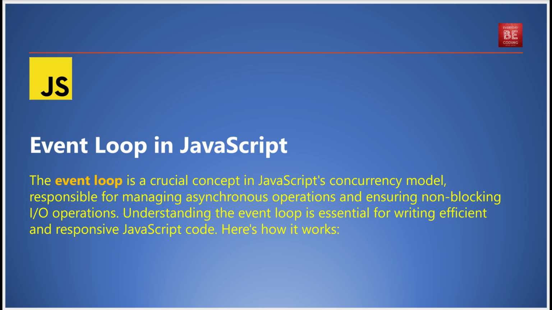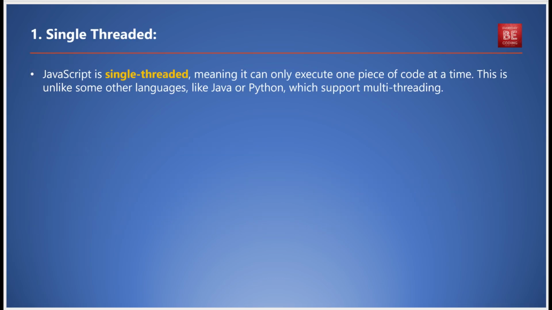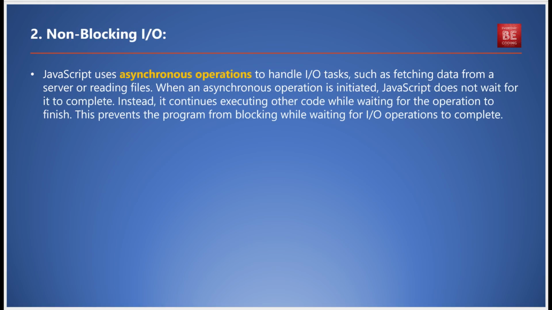Ever wondered how JavaScript manages asynchronous operations? Well, the key lies in a process called the event loop. Let's delve into it. JavaScript is single-threaded, which essentially means it can only execute one piece of code at a time. This might sound limiting, but it's not. Unlike languages such as Java or Python, which support multi-threading, JavaScript has a unique way of handling tasks.